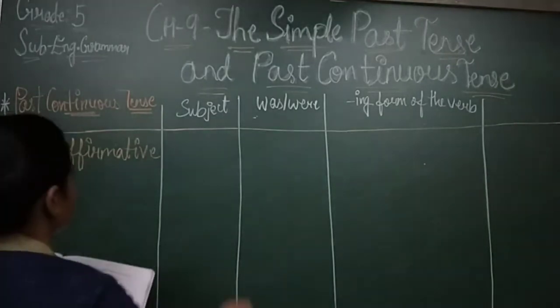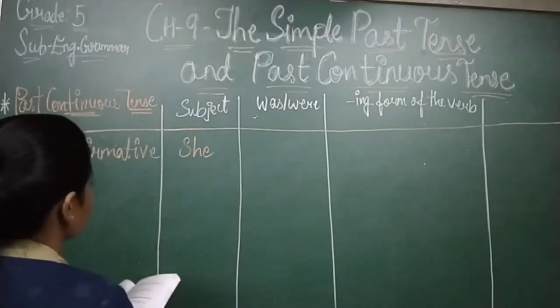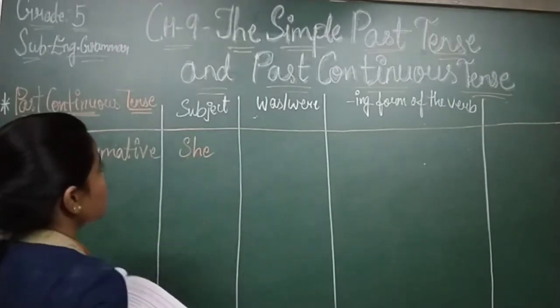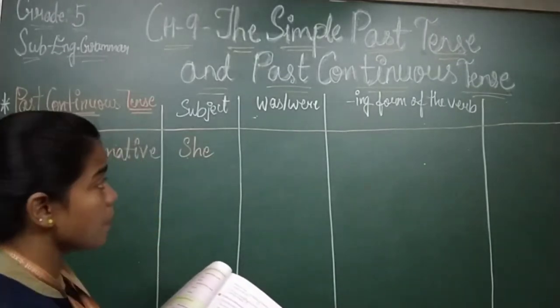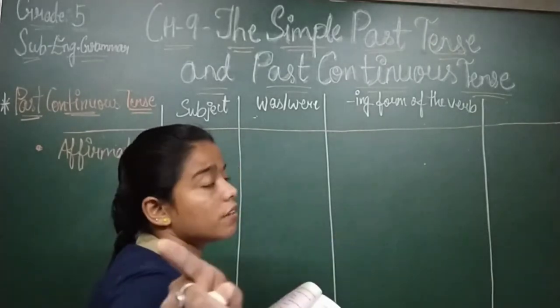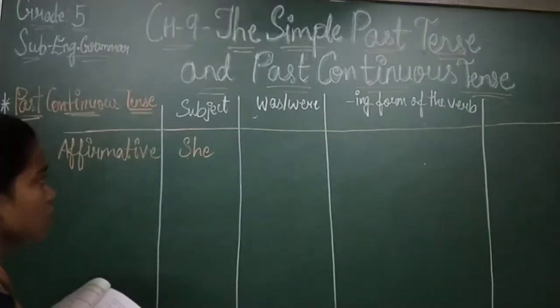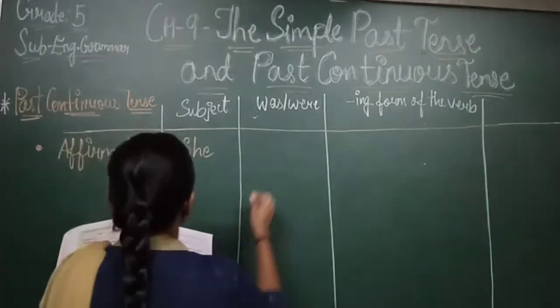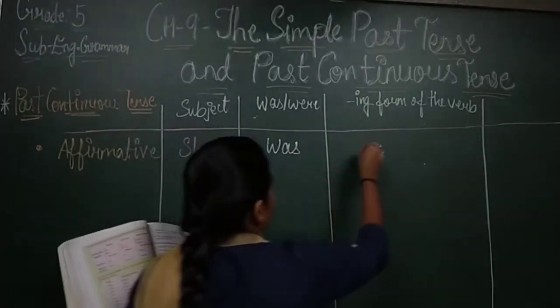As the subject is she. What is the subject? She. Yeah. So now it will be changed in the was. I will use the was. Helping. ing. She was. My verb is help. What is my verb? Help. So if I use the subject she in the affirmative, then she was and the ing form of the help.